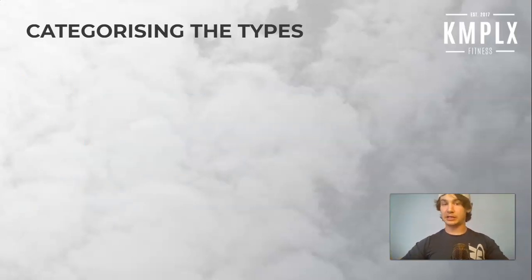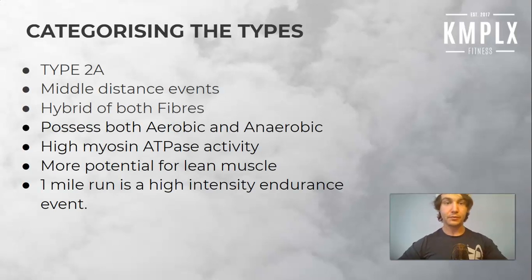Then we're going to look into just type 2A. This is your middle distance event, so it's a bit of a hybrid of both, and they possess both aerobic and anaerobic capacities. So they have a high myosin ATPase activity, more potential for lean muscle. Now that's more potential than your type 1 for lean muscle.